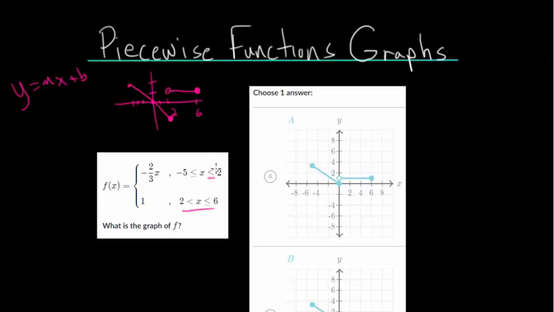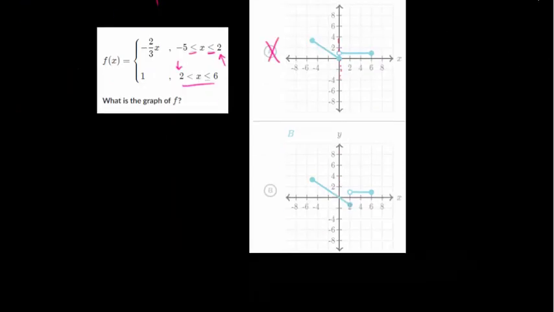So basically, with your inequality, if it has the equal sign, then you'll fill in a circle. And if it doesn't have the equal sign, if it's just greater than or less than, you'll have an open circle here. So this is the general picture that we're going to be looking for. And we can see that A does not work because notice they split it right here at an x value of 0. But our split point is at an x value of 2. That's where the two functions change. So we can move down. Let's check the other choices here.